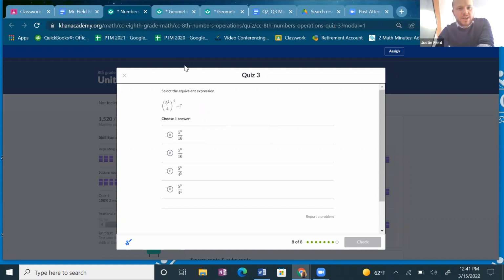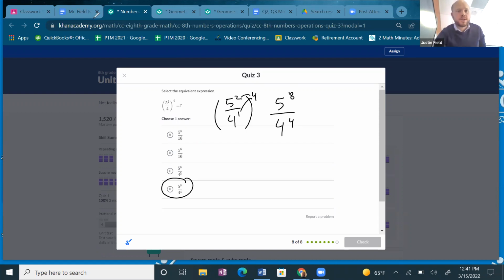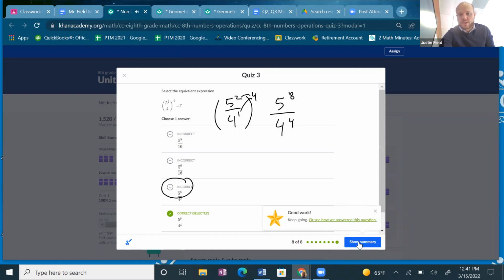All right. This is a good one because you need to know that when you don't have an exponent on a number, you can put a 1 there. It's like a coefficient on a number is a 1. And now we're going to multiply the exponents. 5 to the 8th over 4 to the 4th. I see it right there. 5 to the 8th over 4 to the 4th. I got them all right.